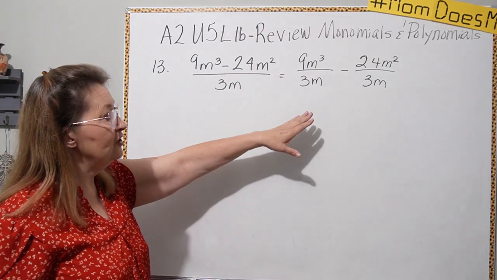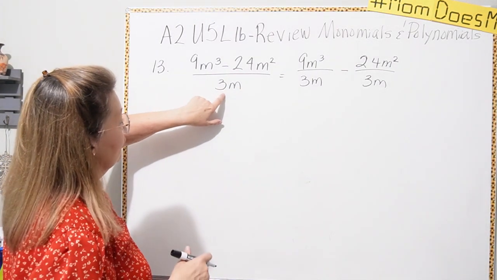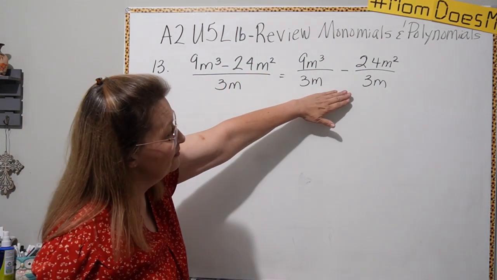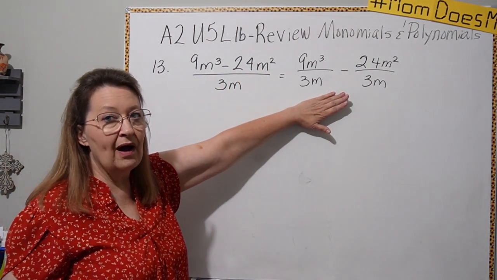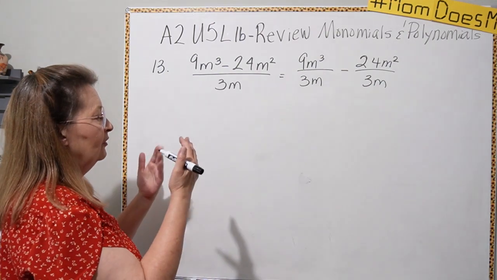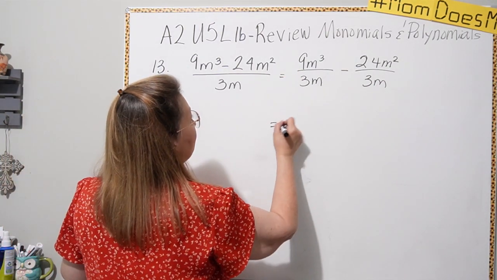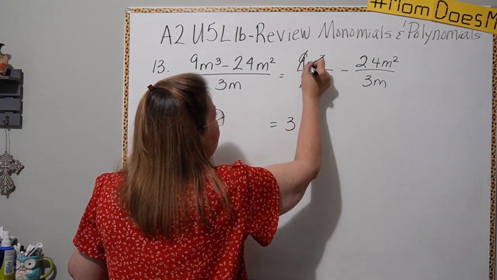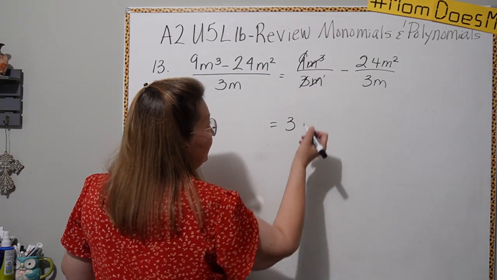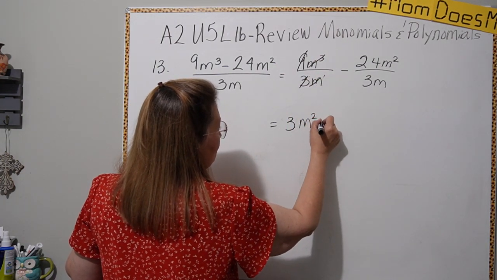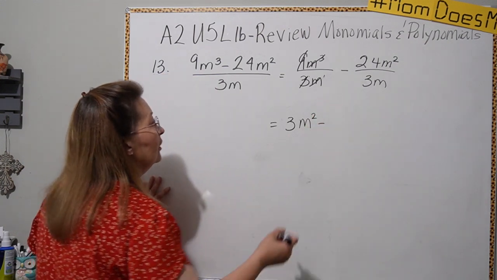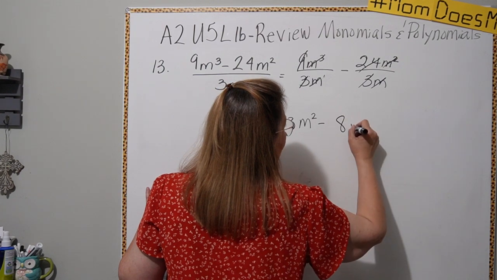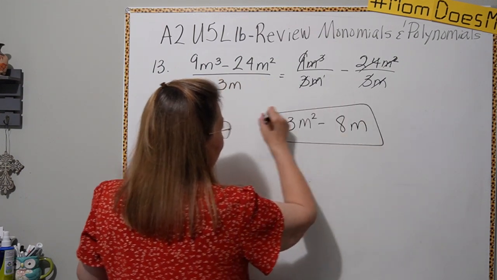So when you get ready to reduce, if you reduce the 3m with this 9m, you still have to reduce it with the 24. So sometimes separating it out like this, at least for a while, helps your brain get a hold of that. So now when I reduce 9 over 3, 9 divided by 3 is 3. M to the third over m, you're subtracting exponents, so that's m squared. Then over here, 24 divided by 3 is 8, and m to the second over m is m.